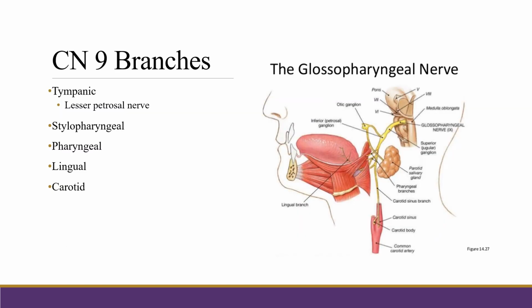Cranial nerve 9 branches. You can see the picture over there, and we see tympanic, stylopharyngeal, pharyngeal, lingual, and carotid. So just kind of go off of what the word part means. Tympanic: tympanic membrane, eardrum area. Stylopharyngeal, pharyngeal, lingual is tongue, carotid down to the carotid body, carotid sinus area.